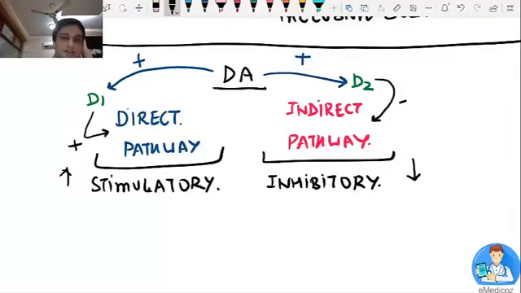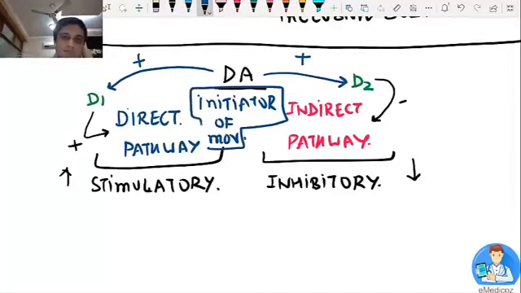So look at this now. Dopamine as a molecule works like an initiator of movement. Any movement which I want to initiate, I require a kick, and that kick comes from the dopamine. So dopamine works like a kick to start the direct pathway and inhibit the indirect pathway. Simple. Now what is the imbalance like?